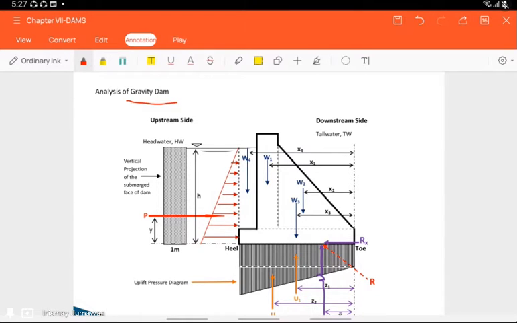So upstream side, you have a headwater. So sa upside, headwater ang tawag ana. Sa downstream side, you have a tailwater. So kung naay tubig sa imuhang downstream side, okay, for example, you have that one. So downstream side, you have a tailwater there.